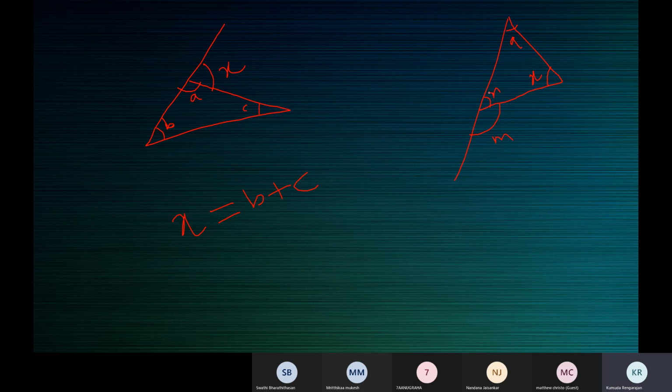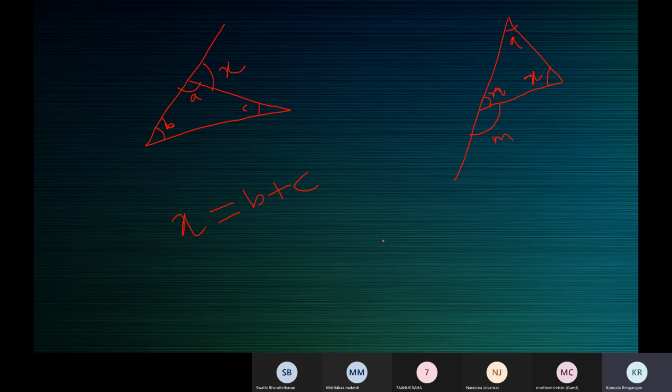Which is the exterior angle? Somebody else, not Swati. Somebody else tell me, which is the exterior angle? Ma'am, can I say? Yes, Matthew, what is the exterior angle? A plus C, ma'am. No, one minute, this is X. This is N.